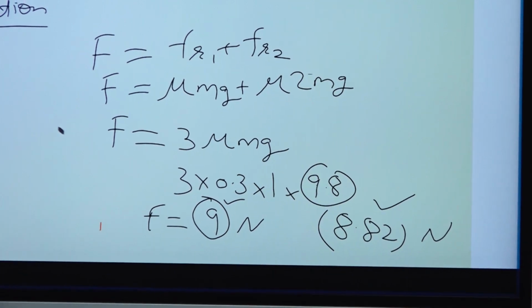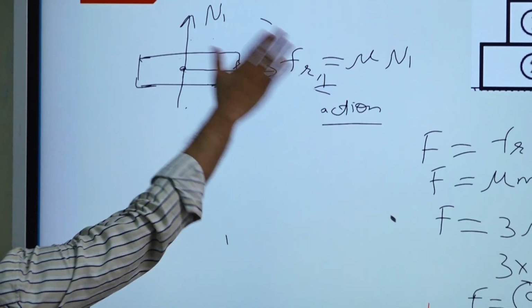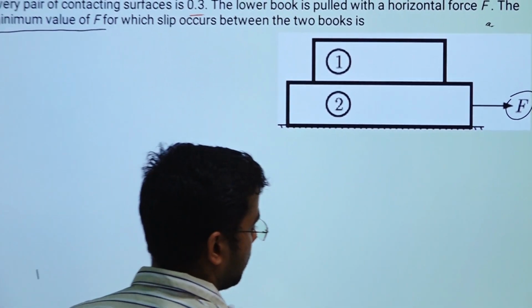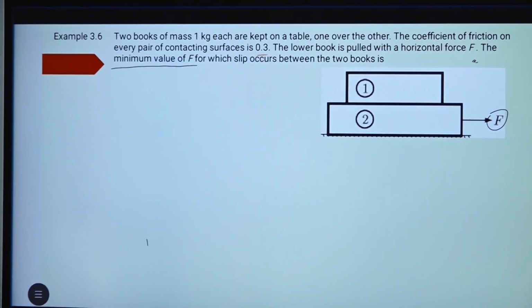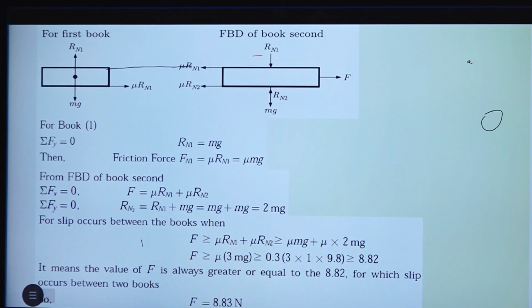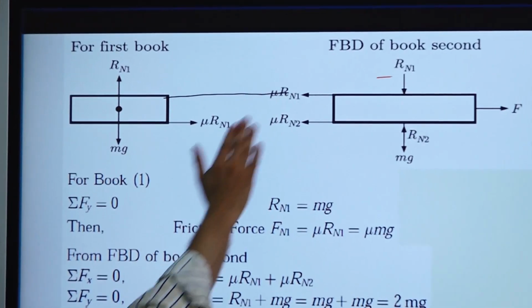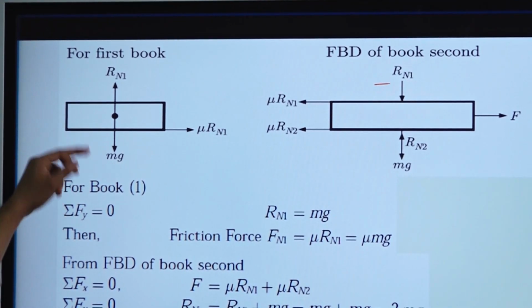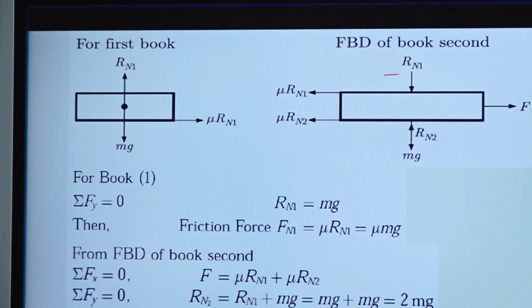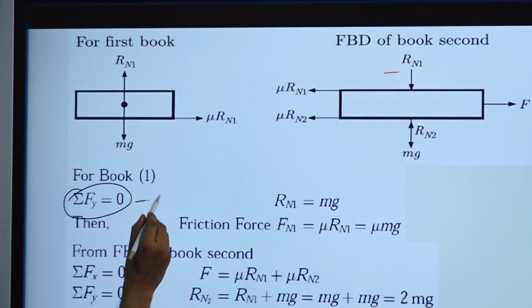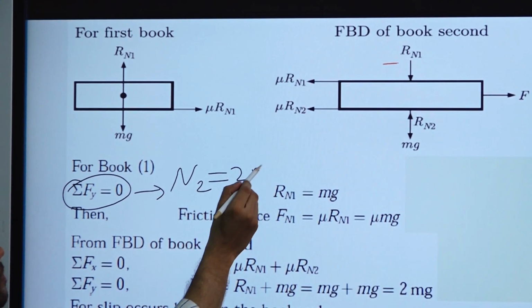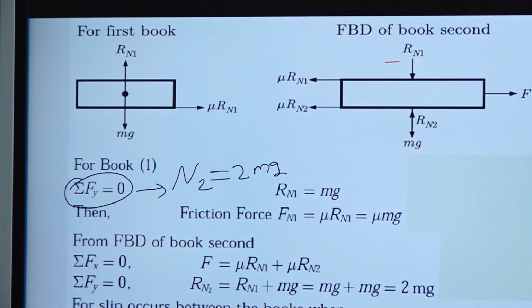So now I will rub it off. So full solution is here, as you can see. For book 1, sigma Fy is equal to 0. From here that thing came. N2 is equal to 2mg. From here only this came, right?